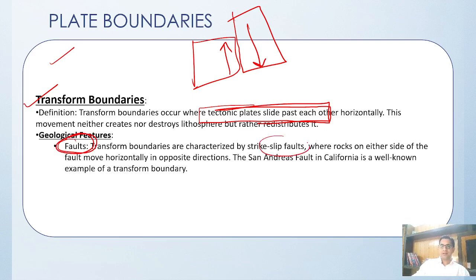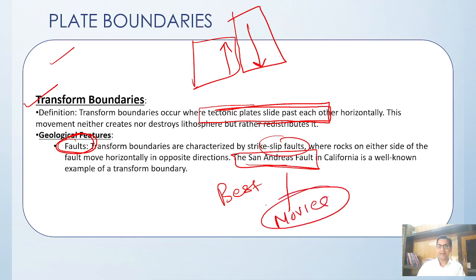Huge gaps happen, and faults happen in opposite directions. The San Andreas Fault in California is the best example. A lot of science fiction movies have been made on that. The San Andreas Fault is a type of transform boundary fault, where two plates just pass by each other, and because of that a fault, a gap, is created. So this is regarding the plate boundaries.